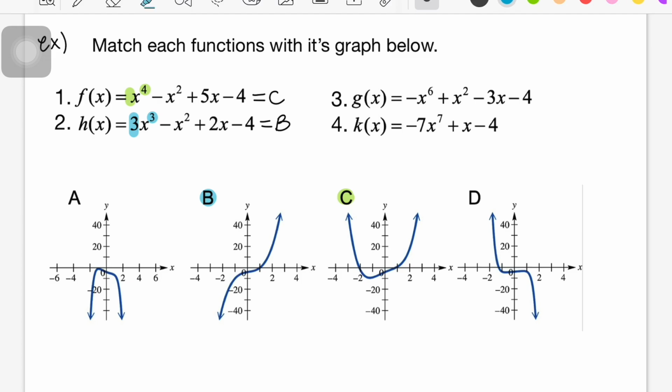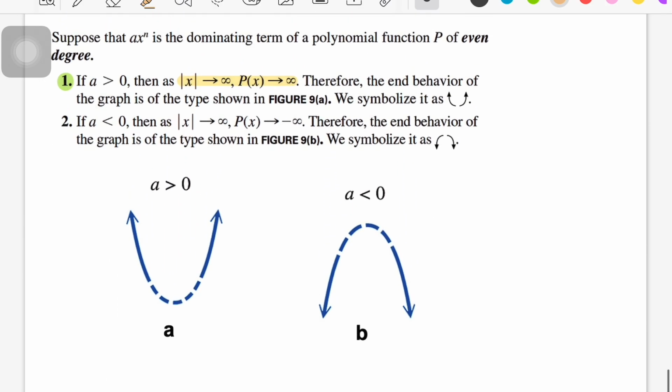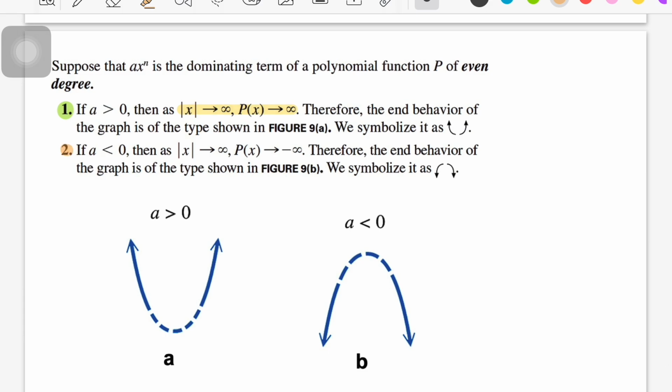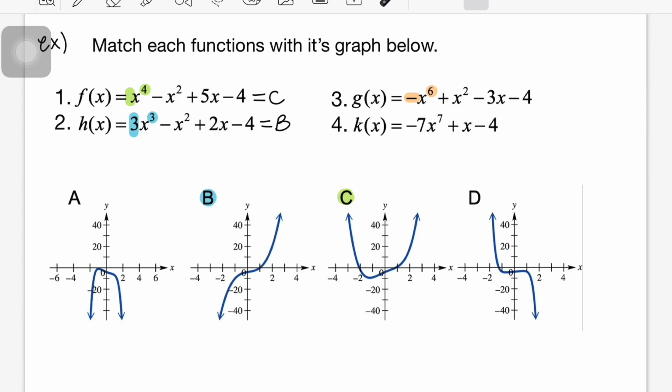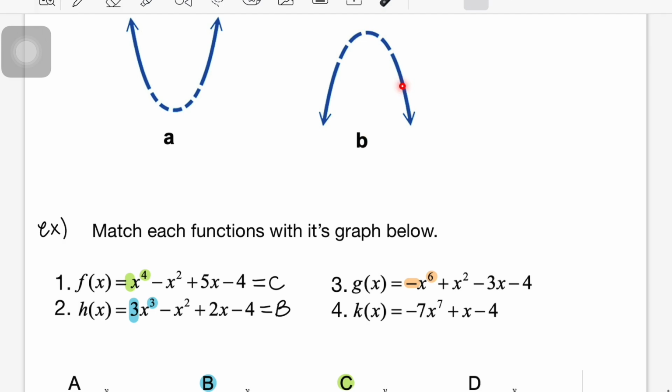All right. Looking at this third function here, we have degree 6, and the coefficient of our leading term is going to be negative 1. So we have even degree, and our coefficient is negative. So we're looking at this case here. And in this case, as the absolute value of x approaches infinity, our function approaches negative infinity. So we're going to have a graph that looks like this here. And looking at these graphs, A and D are the only ones remaining, and A is the only one that resembles this case here. Okay.